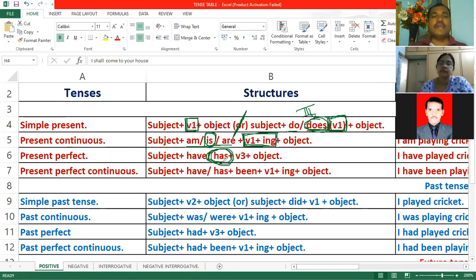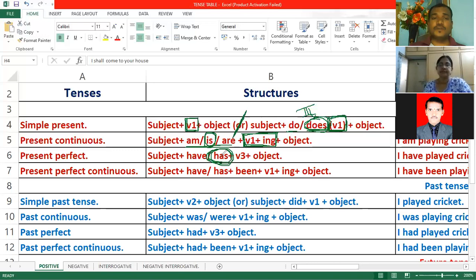I have, we have, you have, they have. But third person singulars: he has, she has, it has. So if you observe here, I'm highlighting only third person singulars. The rest of the things are mostly similar. So does for third person singulars, is for third person singulars, has for third person singulars.